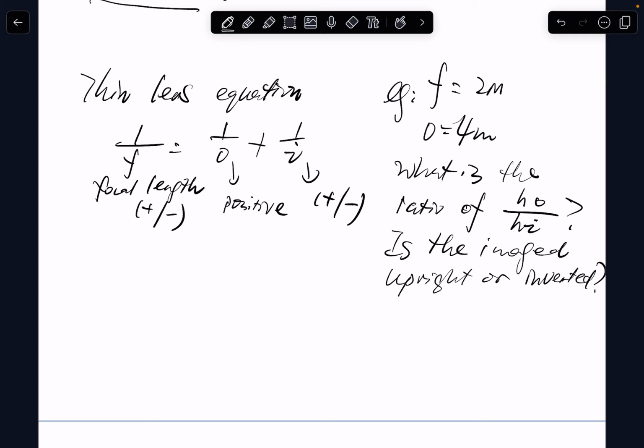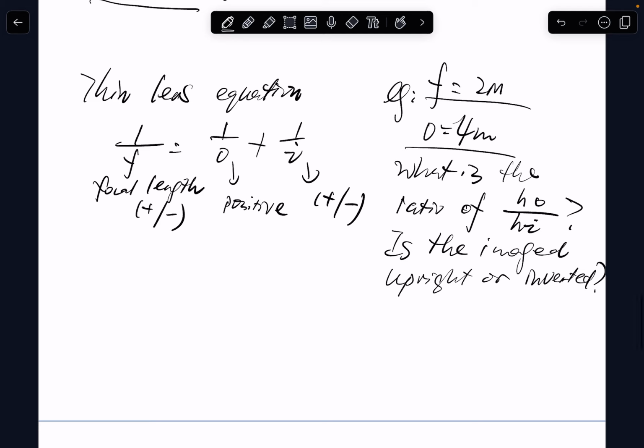But it doesn't get that easy. The MCAT doesn't really give you such a straightforward way to solve it. It really gets tricky. For example, we have an example here that tells you the focal length is 2 meters, whatever scenario it applies, and the object distance is 4 meters. If the question asked what the distance of the image is, then it would be easy.